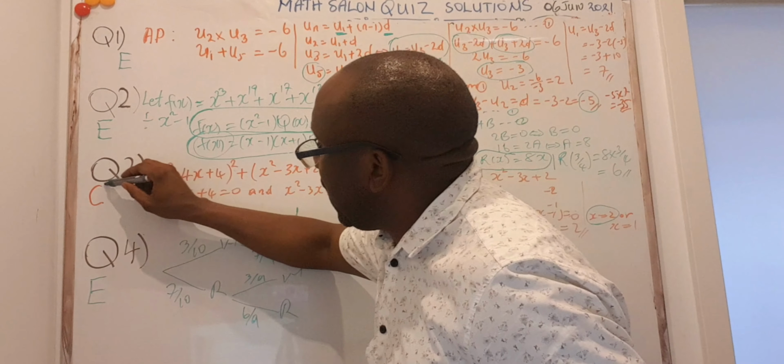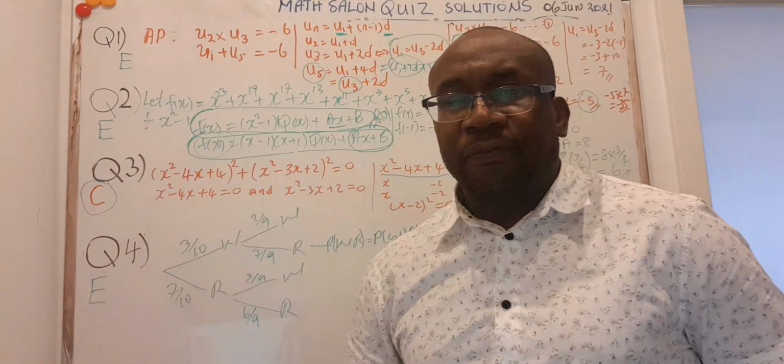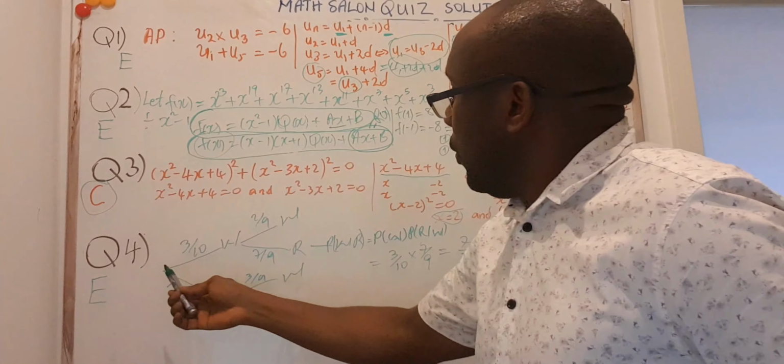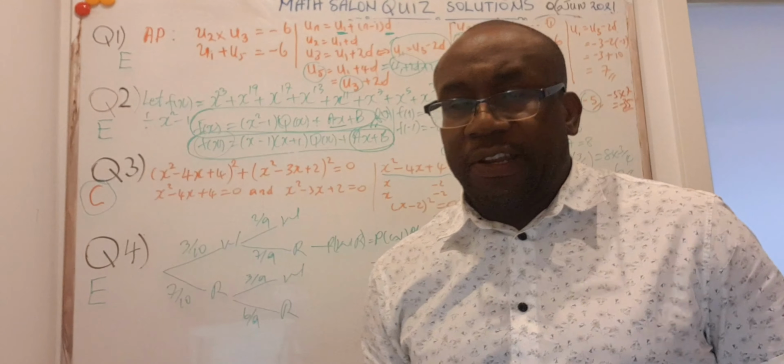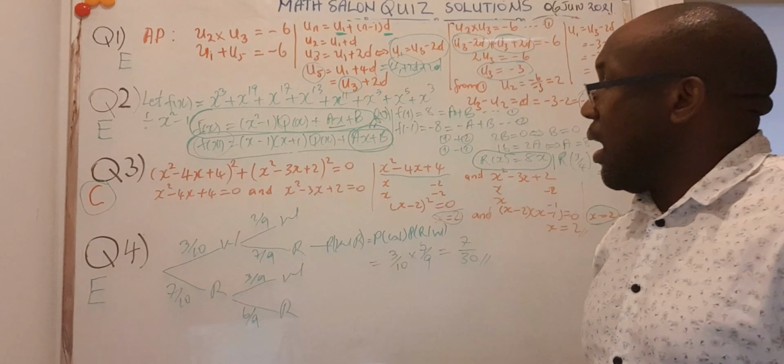So your answer was C. So you have to choose there. For question number 4, we had something to do with probability there. The idea was, I also indicated I was going to give you something about that.